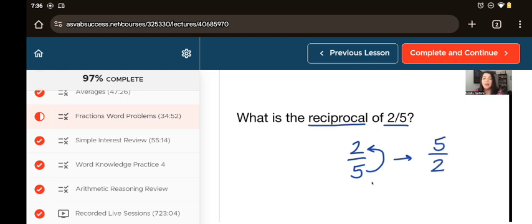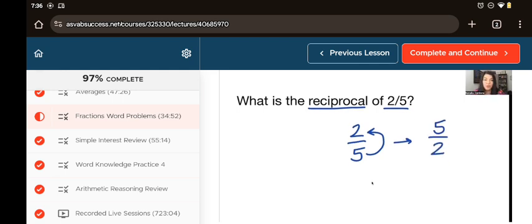Now that we have flipped it, it has become an improper fraction. And what do we do with improper fractions? We turn them into mixed numbers. And we do that by dividing. So this becomes 5 divided by 2. I don't have a lot of space there, so I'm going to do this below so it's a little bit easier to see, all right? So 5 divided by 2.